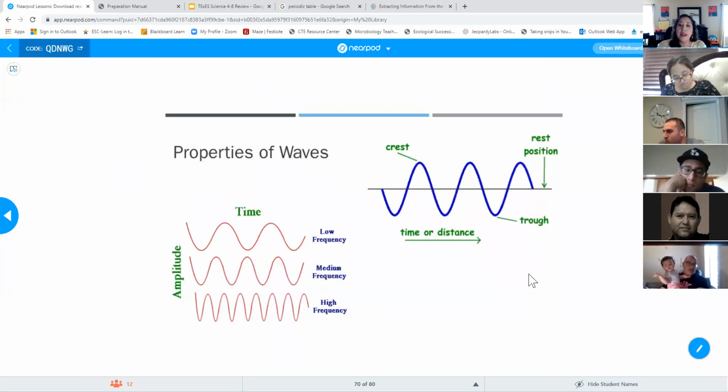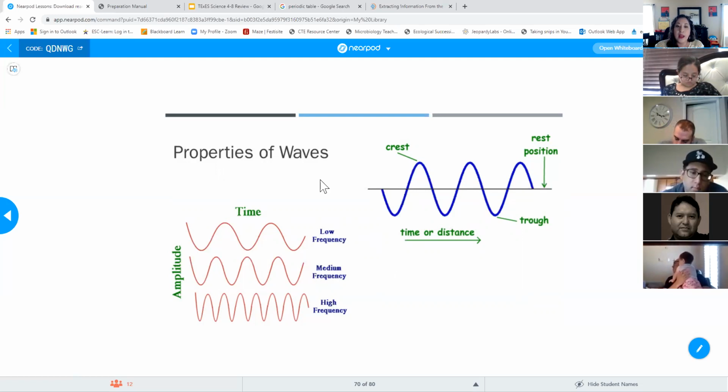Okay, now when it comes to waves, you do have to understand the properties of waves. We can talk about light waves or sound waves, but waves have these specific terms to them. So if you don't know the properties of waves, make sure you jot that down. You do have to understand amplitude, frequency, the crest, the trough, rest position.